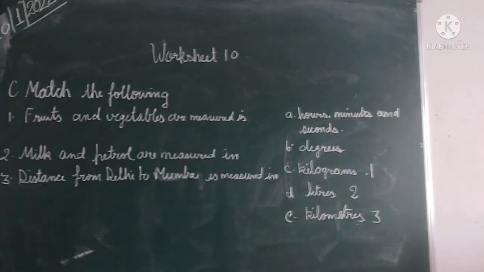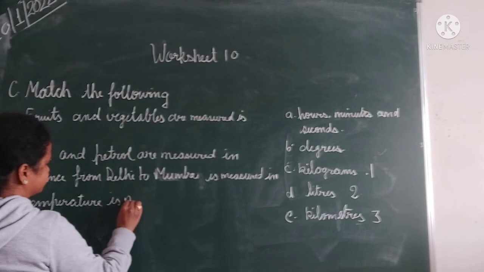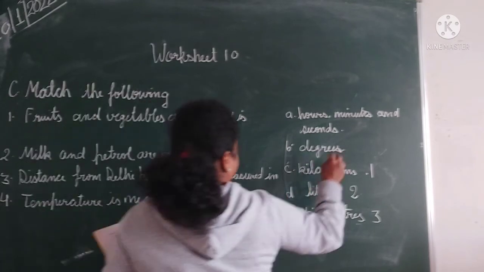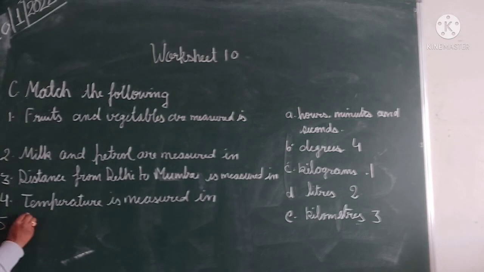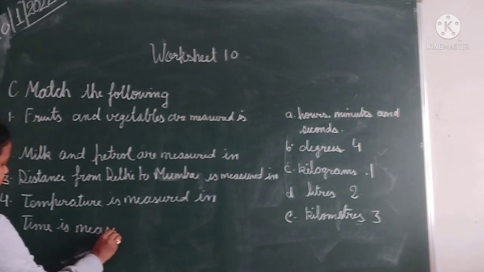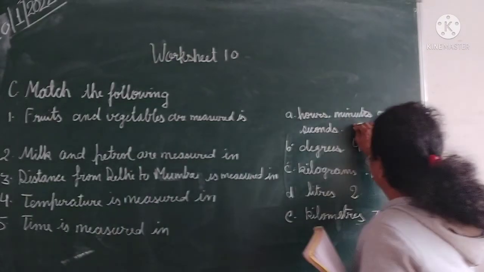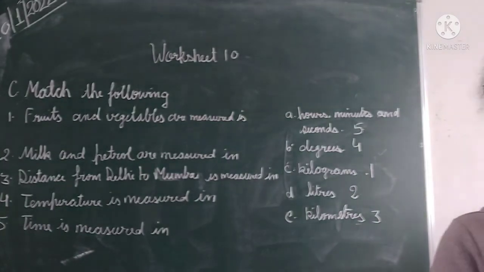Temperature is measured in degrees. And fifth one, time is measured in hours, minutes and seconds. These are the different units of time in which they are measured.